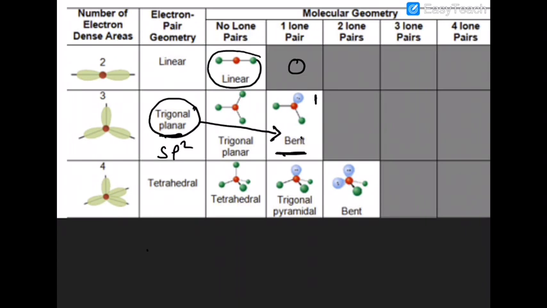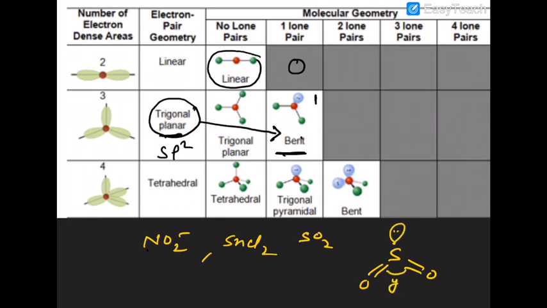One is the nitrite ion. The other is the SnCl2 ion. The third one can be SO2 also. In SO2 also, one won't be present. So the angle is what? Angle Y is less than 120. That is also a bent shape. That is also a bent shape molecule.